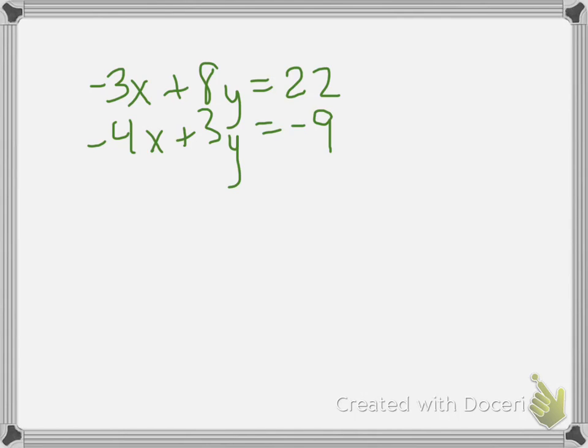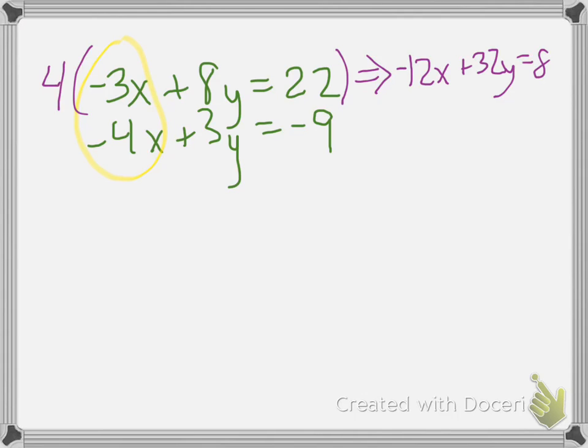And I'm going to say, what can I multiply the top by? And then what number can I multiply the bottom by where both of them will be the same as the answer? So what I mean by that is like if I choose to multiply the top by 4, then that top equation is going to be negative 12x plus 32y equals 88. And if I multiply the bottom by 3, I'm going to get negative 12x plus 9y equals negative 27.